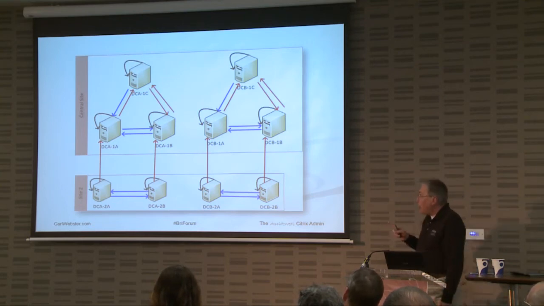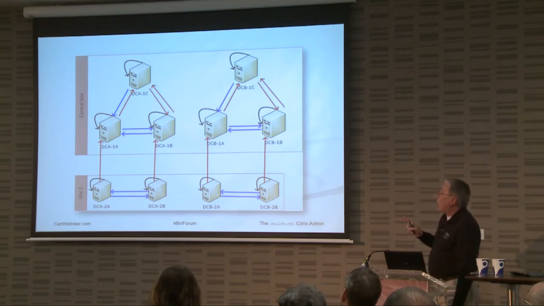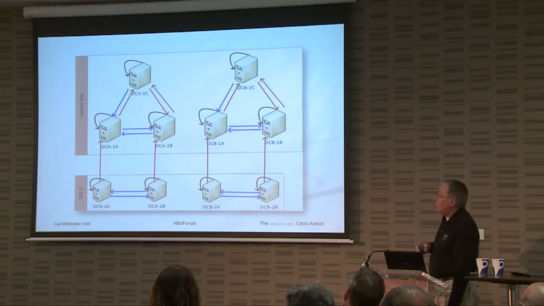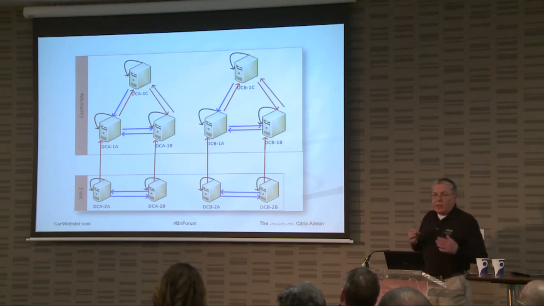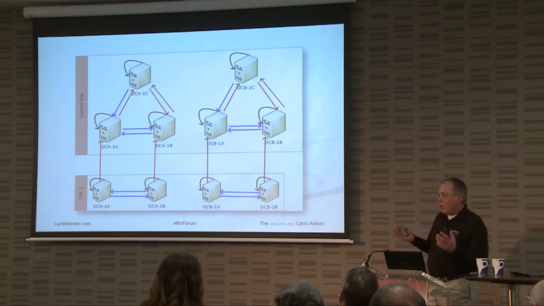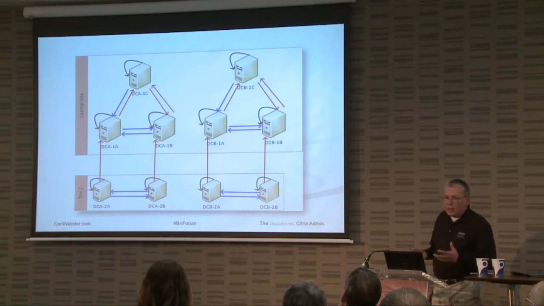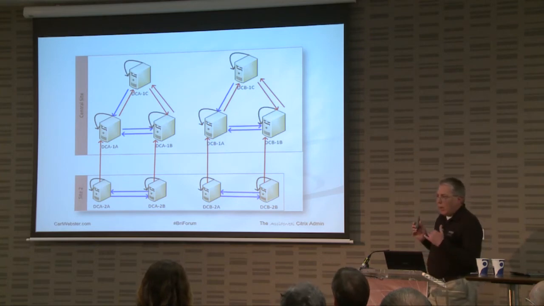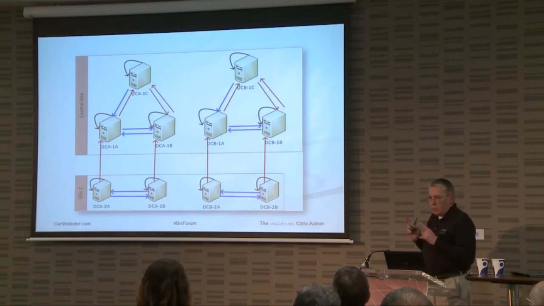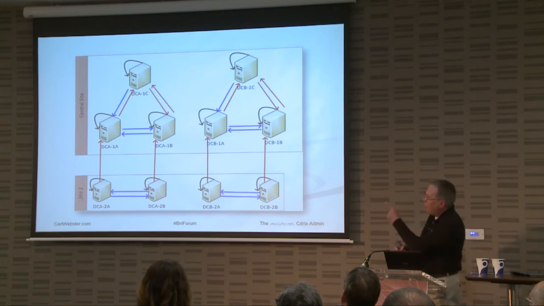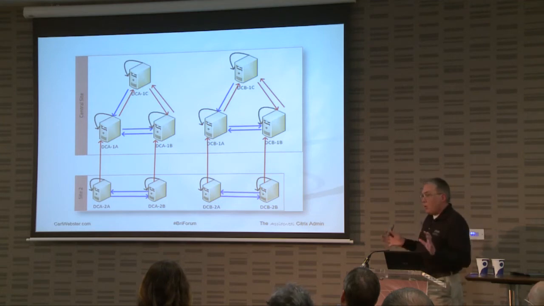And then also think about the way time hierarchy is for multiple domains. I'm going to assume that DCA-1A is our forest root PDC emulator, so it is the authoritative time server for the entire forest. And then DCB-1A is going to be the PDC emulator for that domain. But the only domain controller that's configured as the authoritative time server is DCA-1A. You don't configure any other domain controller for time.